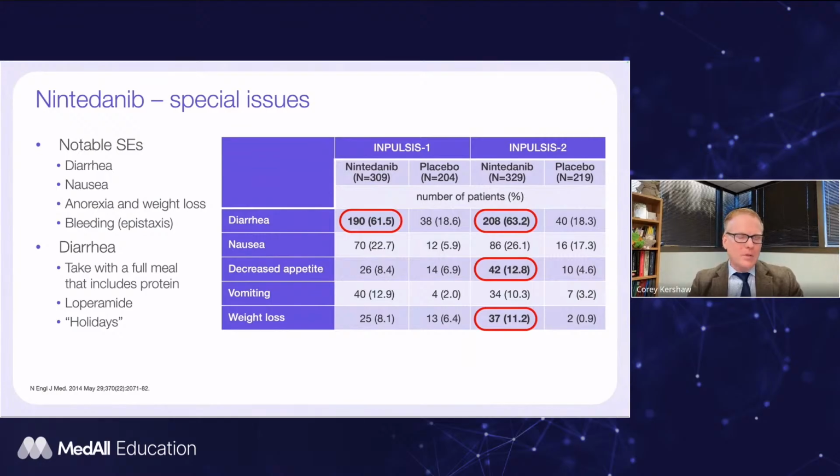What can you do to mitigate the diarrhea? Well, one of the absolute requirements about nintedanib is you have to take it with a full meal twice. So your twice per day dosing of nintedanib must be taken with a full meal, and that meal must include protein. So if you have a patient whose breakfast is a piece of toast and a cup of coffee, they take their nintedanib, they will have diarrhea.